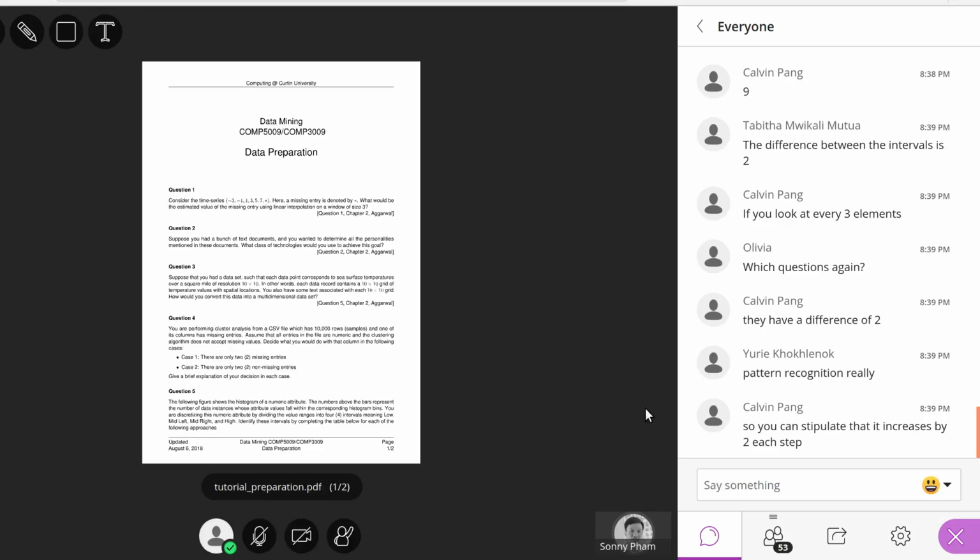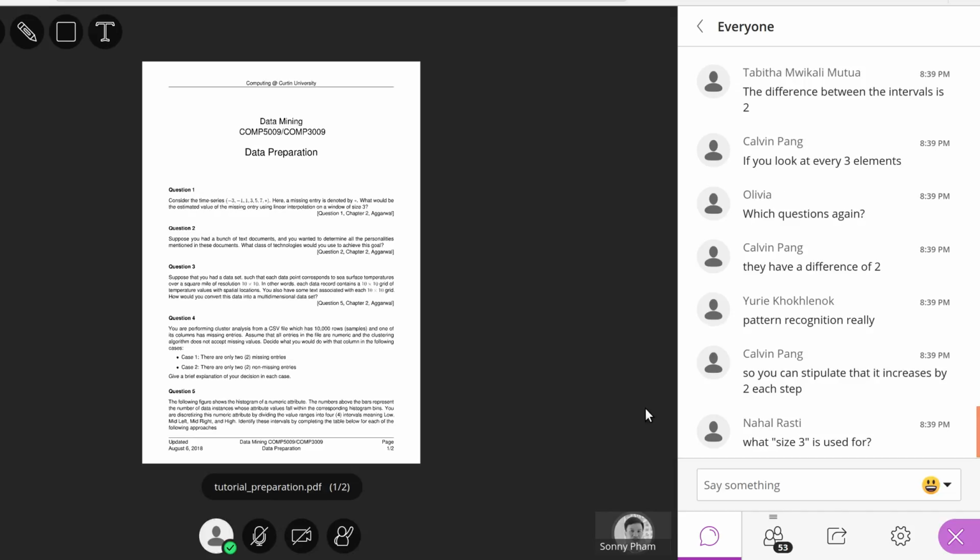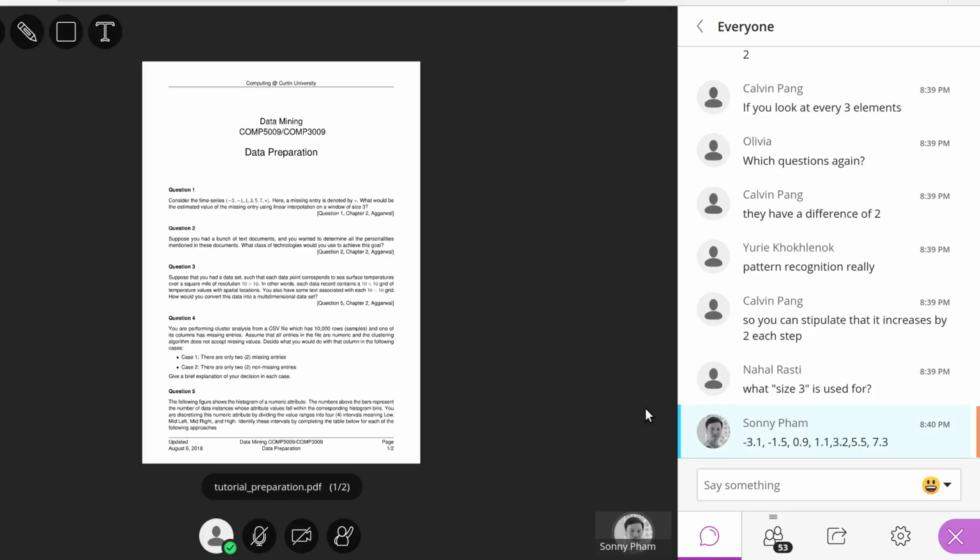Of course, this is a simple one. What about I have minus 3.1? Make it more challenging, right? Minus 1.5, 0.9, maybe 1.1. Sorry, I have to have a comma here. Suppose I change this one, 1.1, maybe 3.2. This is more realistic, and then 5.5, and maybe 7.3, for example. If I have something like this, it's not special anymore.